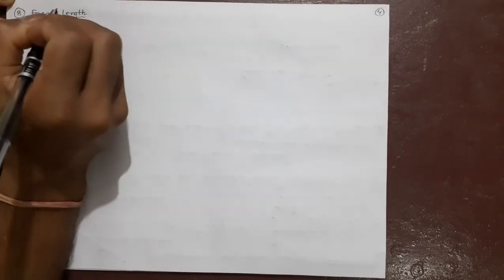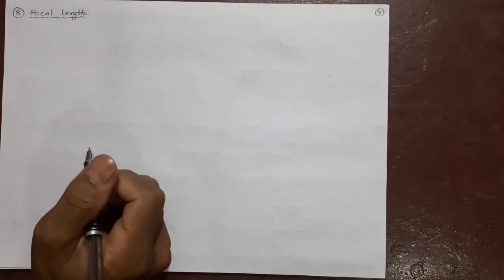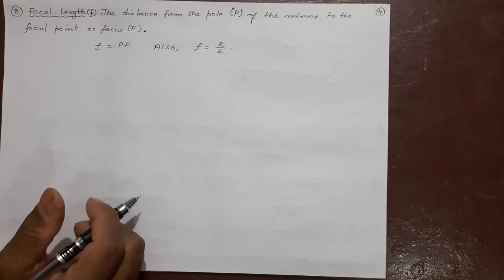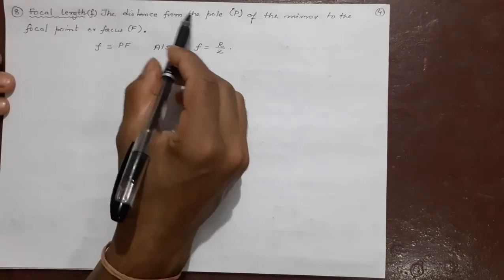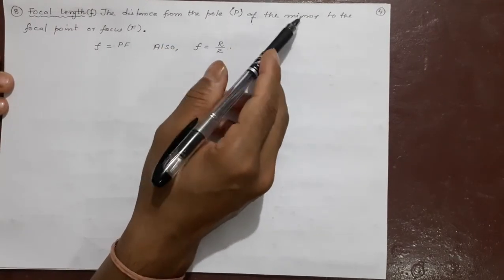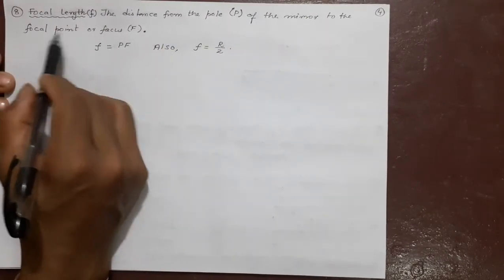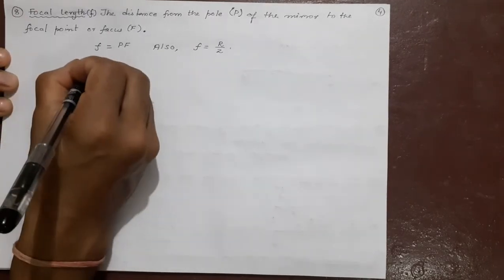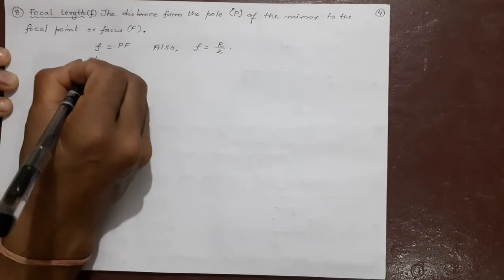The next will be number 8, that is focal length. It is also connected to focus. So how it is done, let me show. Here it is the focal length. Focal length is the distance from the pole of the mirror to the focal point. Focal point and focus are the same. F is PF. If you see the diagram, you will understand what I am saying here.